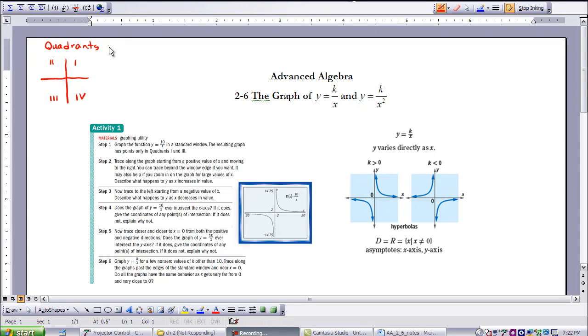Before we even start the lesson, I just want to do a little mini review about the different quadrants. There are 4 quadrants on our coordinate plane, quadrants 1, 2, 3, and 4. Notice they're numbered counterclockwise. What I'd like you to do is right away stop the video and do activity 1 from your textbook. It's also listed right here. Start the video again when you've had a chance to work through the 6 steps.